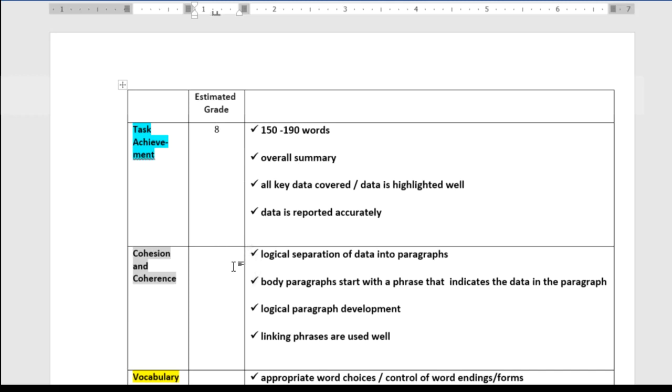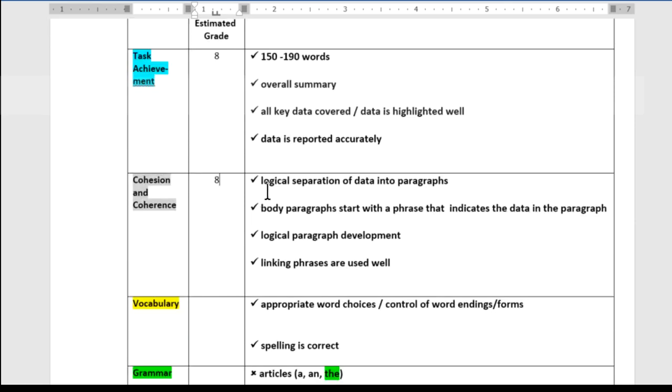And possibly the same here, although, as I said, if you have too many mistakes with vocab and grammar, the coherence might get lowered. But 8 here, we've got the logical separation of data into paragraphs. We've got body paragraphs starting with a phrase that tells us what the paragraph's about. We've got logical paragraph development, the line chart focusing on the time order, the pie chart highest to lowest. The linking phrases you use well, just that really, really minor thing about the in addition and also.